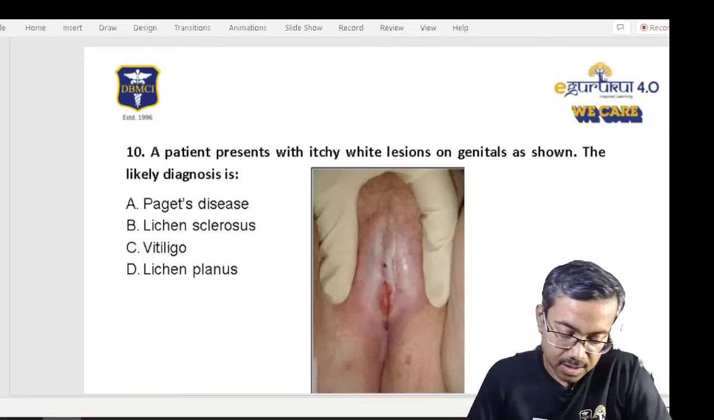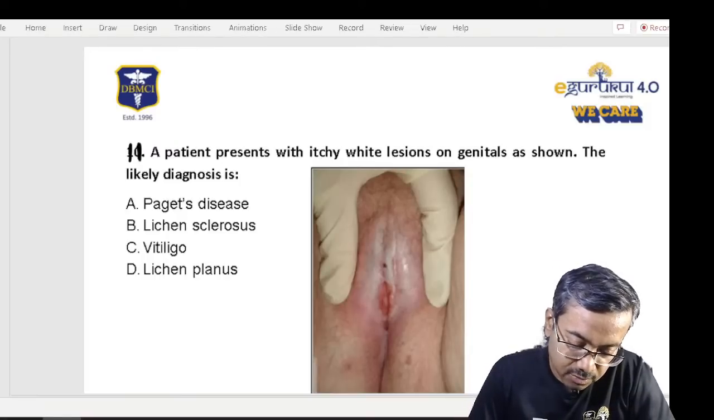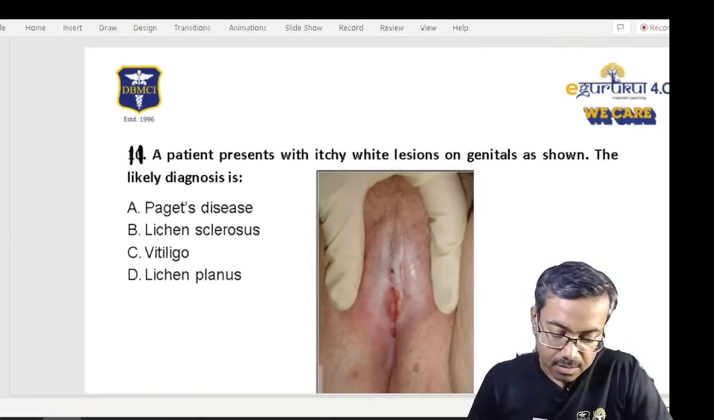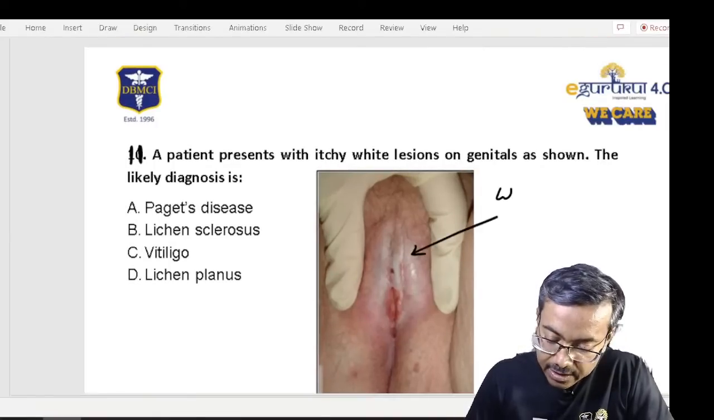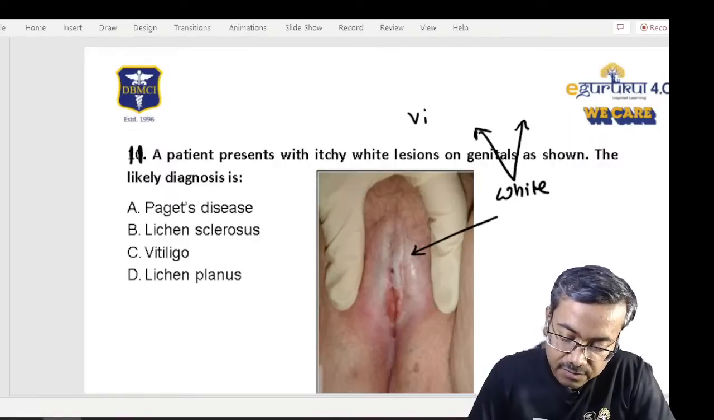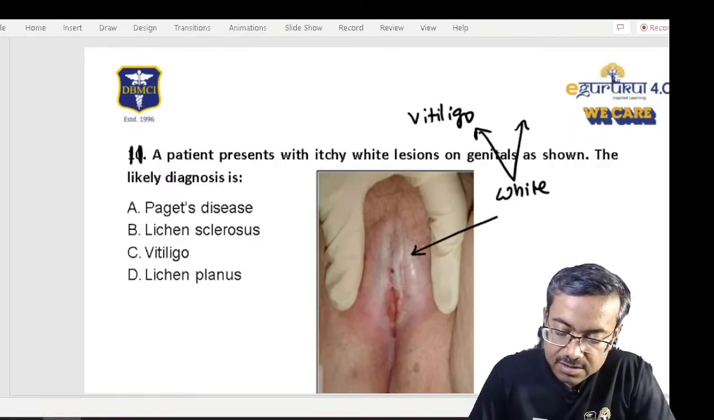11th question. A patient presents with an itchy white lesion on the genitalia. The likely diagnosis? Now this is white. Whenever we have white lesions, you have two differentials: one is vitiligo, obviously, and the other is a disease called lichen sclerosus.